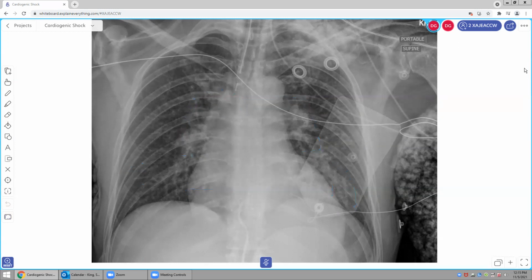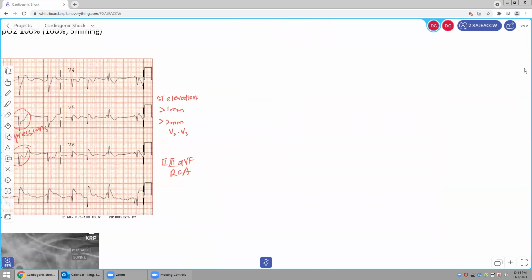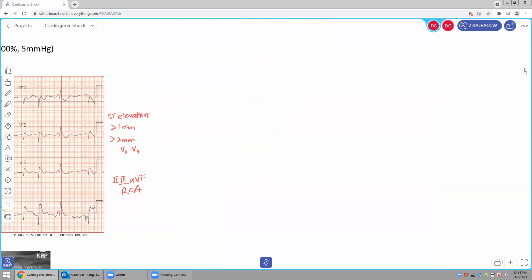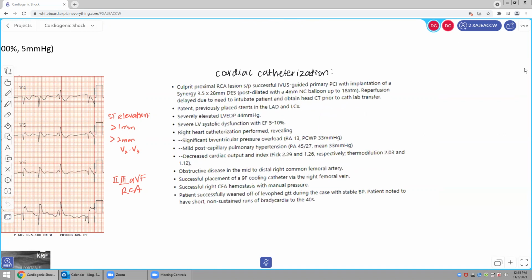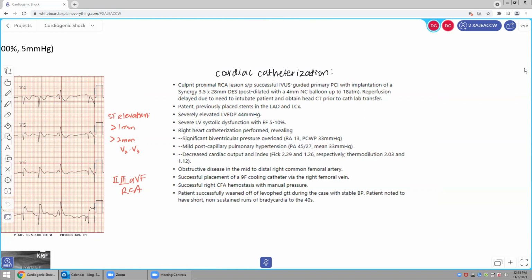So you call cardiology, and they take this patient to the cath lab. And you were right. He has a culprit proximal RCA lesion. They do a successful intravascular ultrasound guided primary PCI with implantation of a drug-eluting stent in the RCA. Reperfusion was delayed due to the need to intubate the patient and do a head CT prior to taking him to the cath lab to make sure that he had not bled as the etiology of his arrest, because obviously you have to heparinize in the cath lab so you don't want to worsen a brain bleed.